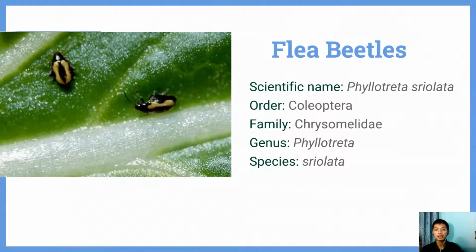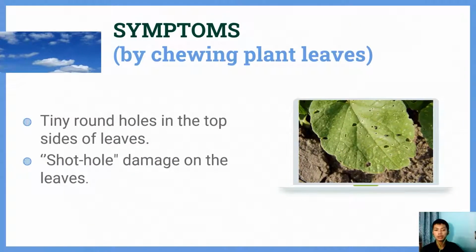Scientific name Phyllotreta striolata, order Coleoptera, family Chrysomelidae, genus Phyllotreta, species striolata. Symptoms. There are a few symptoms that can be seen on the cabbage leaf. There are tiny round holes on the top side of the leaf, and shot hole damage on the leaf as shown in the picture. The mode of action of flea beetles is by chewing plant leaf.